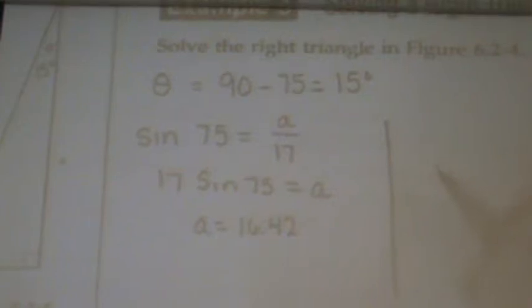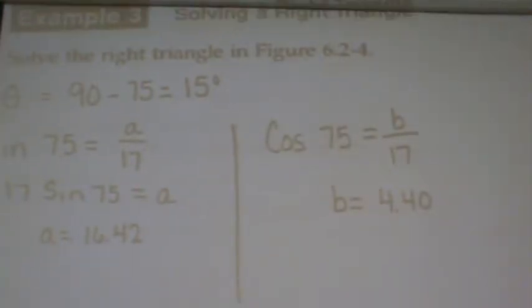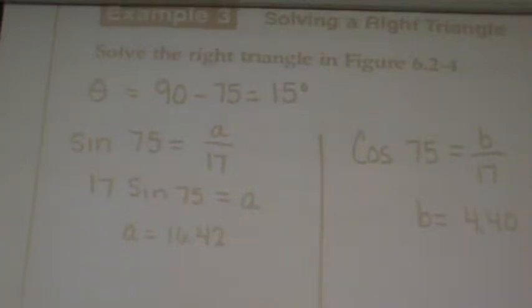Now, how would you find side B? Cosine. I would do cosine. Cosine of 75 equals adjacent over hypotenuse. And when you cross multiply, you get 4.40. Questions? This is all basic stuff. Next one.